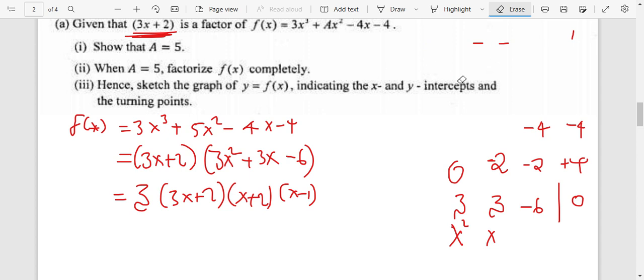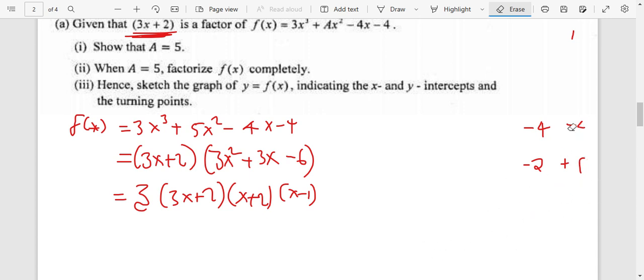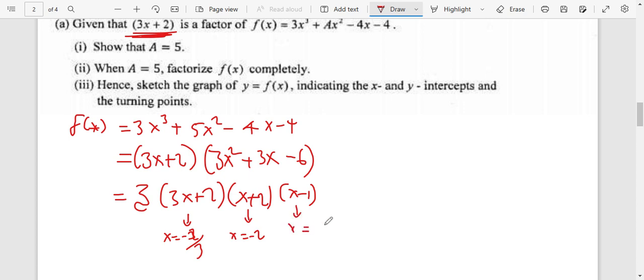Okay, the next question is saying, hence sketch the graph of f of x, indicating the x and y intercepts and also the turning point. So I'll go into the sketching. Equate this to 0, you have found that x is negative 2 over 3. When you equate this to 0, you're going to find that x is equal to negative 2. When you equate this to 0, you're going to find that x is equal to positive 1.